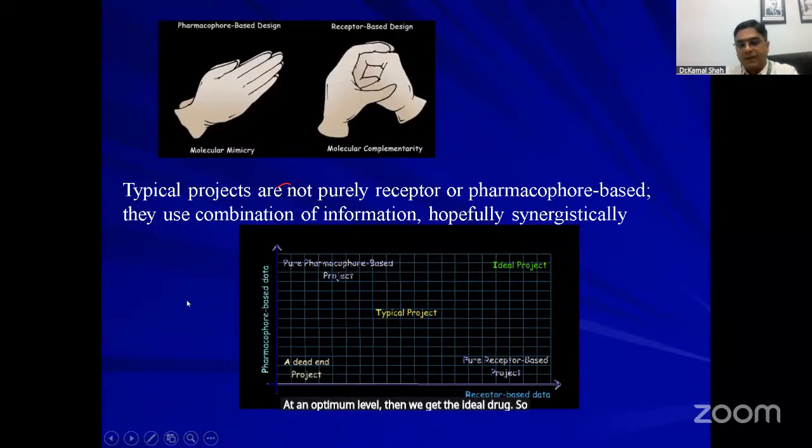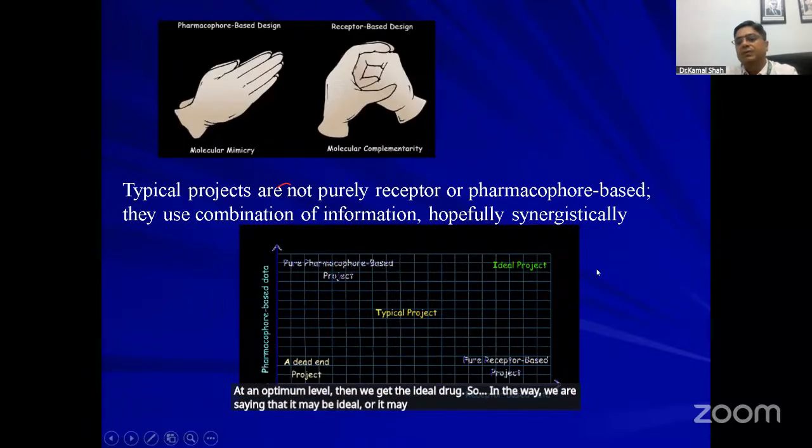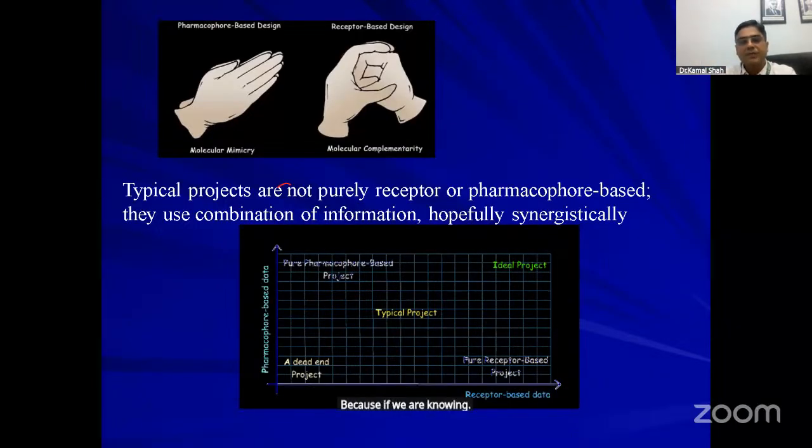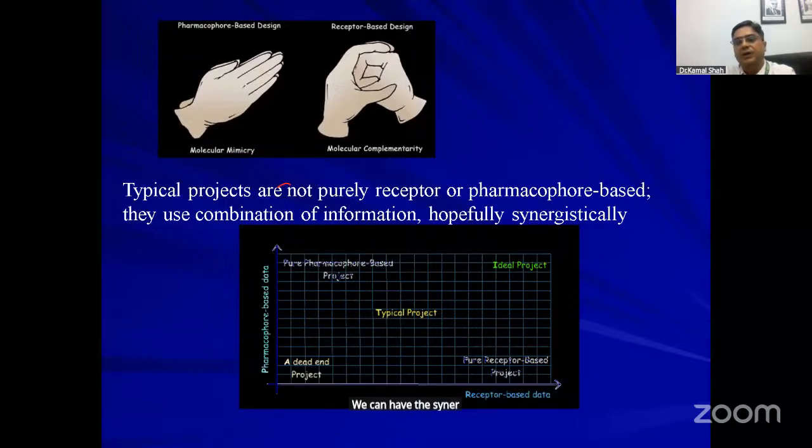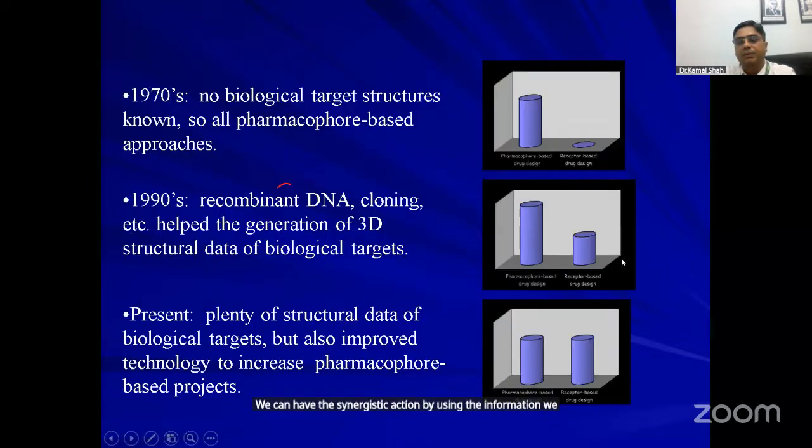So in this way we are saying that it may be ideal, or it may be a drug which may not fail further, if we design it in the proper way, with the pharmacophore as well as the receptor based designing. Because if the pharmacophore is known to us, we can design the drug. If the drug is known to us, then we can design the receptor itself on the basis of the disease which we are targeting. So we can make a combination of both, and we can have a synergistic action by using the information we gather from both.